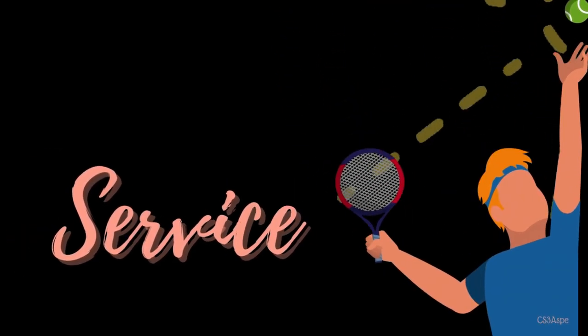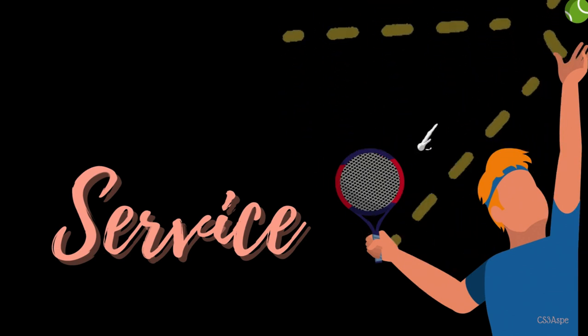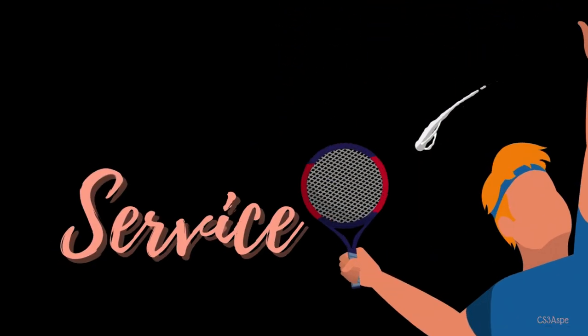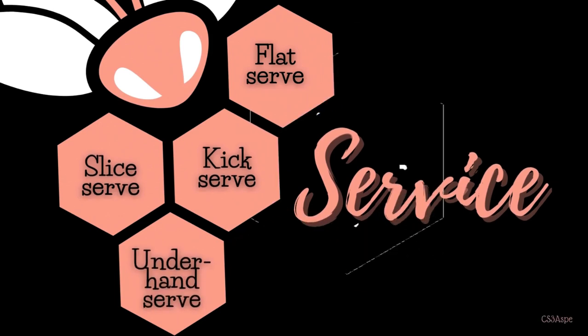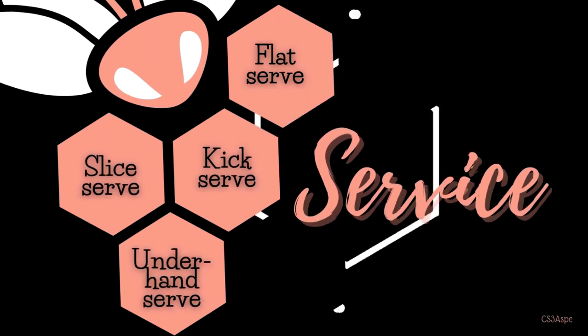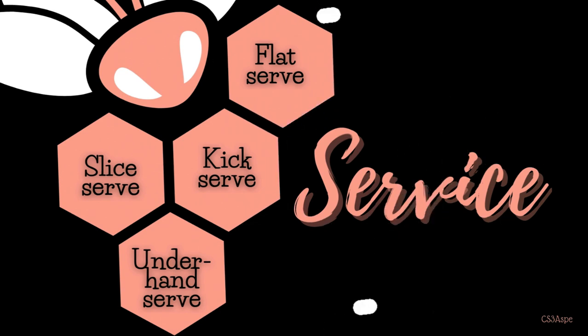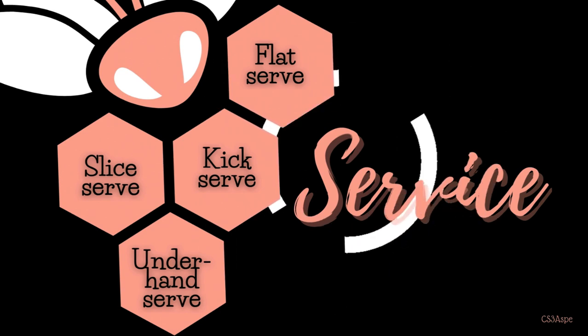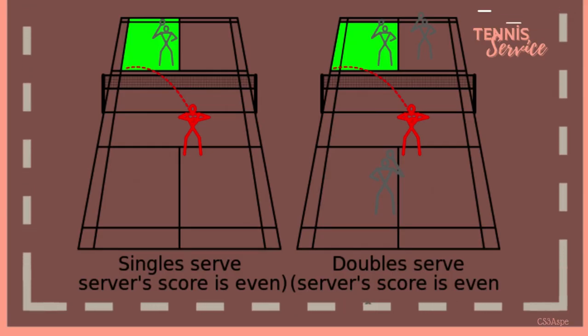Service. There are several ways to execute the different services in tennis. It can be short or long and can be executed using forehand or backhand. In the game of tennis, there are 4 commonly used serves: the flat serve, the slice serve, the kick serve, and the underhand serve. All of these serves are legal in professional and amateur play.